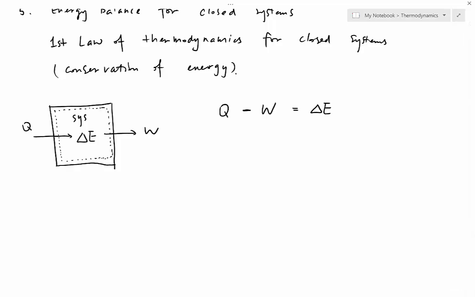All right, so more conventional. So that's it. That's our first law of thermodynamics for a closed system. Very straightforward, right? Okay, just let's continue.